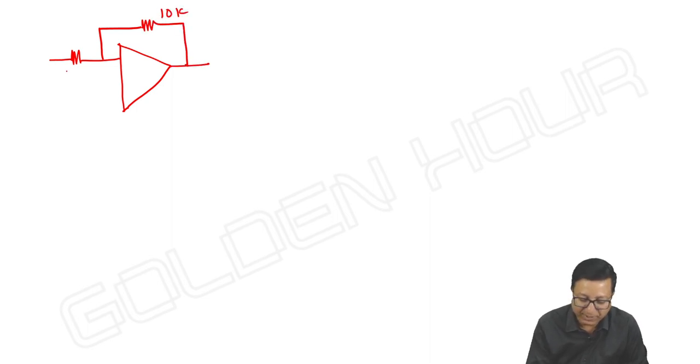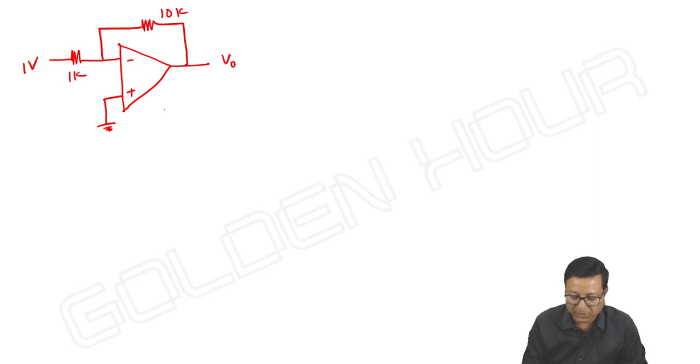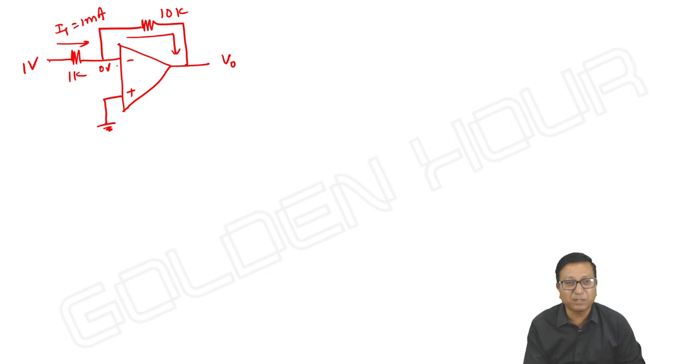Some 10 kilo ohm I am taking as R1, R2 is 1K, and input is 1 volt, without load resistor. If you take this circuit, due to virtual short, it is 0 volts. Let me take some current I1. What is the current that is flowing? 1 minus 0 by 1K, it is 1 milliampere. The same 1 milliampere will be flowing like this only. Is there any other current possible?